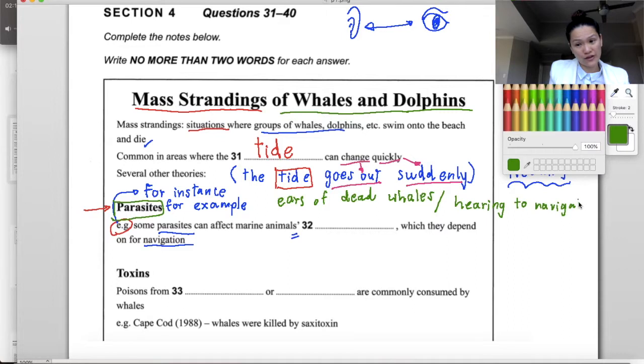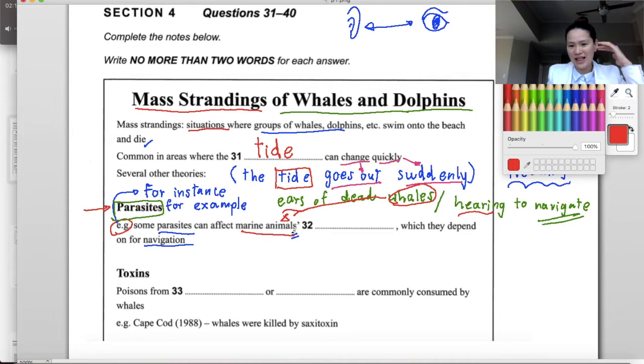You know the word navigate, yeah? Navigation, like you know the direction. แปลว่าการนำทาง Yes. So you hear those two words: ears or hearing. So you associate it with the marine animals. They talk about dead whale, marine animal associated with whale, and depending on their navigation. So, some parasites can affect marine animals.